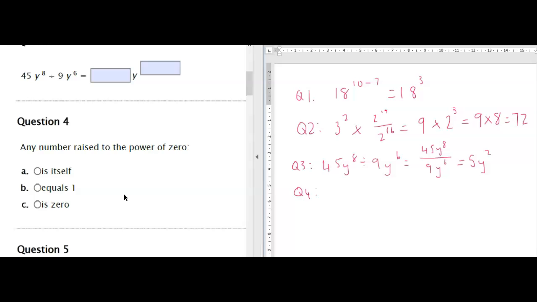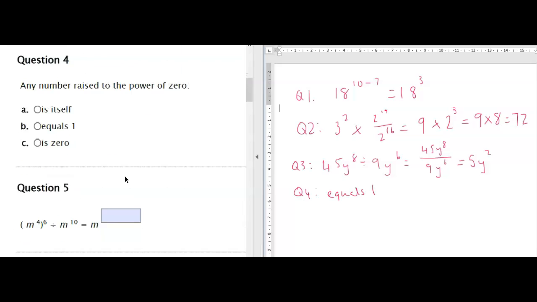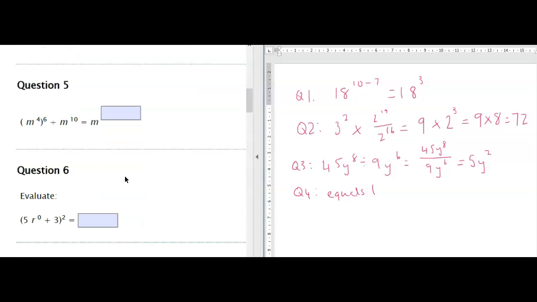Any number raised to the power of 0 is equal to 1. So I might just put that there. All right, question 5.